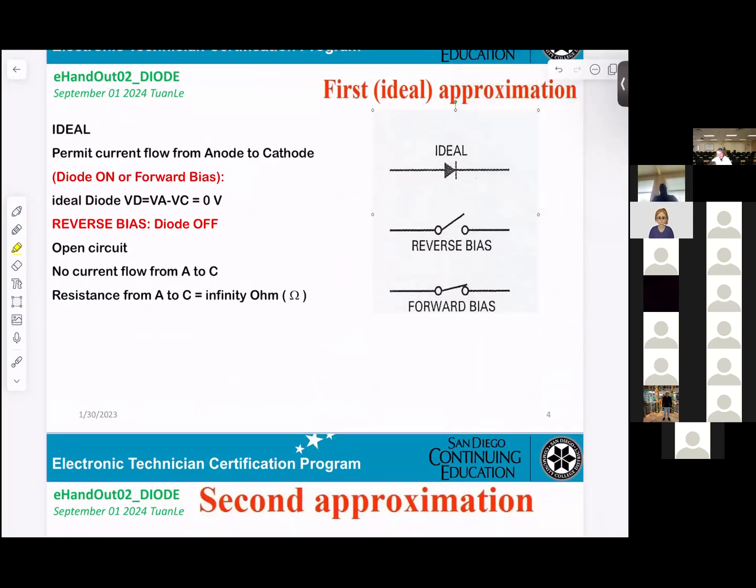Okay, so basically the first approximation. This is the ideal diode. What happens with the ideal diode? VD equals 0 volt. That's the ideal. That never happens in reality.